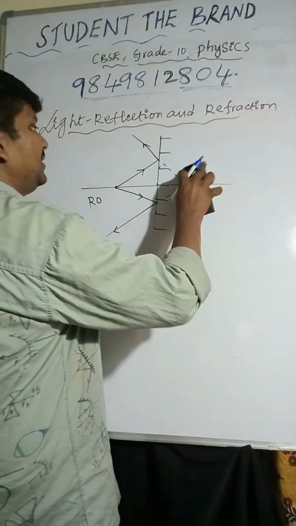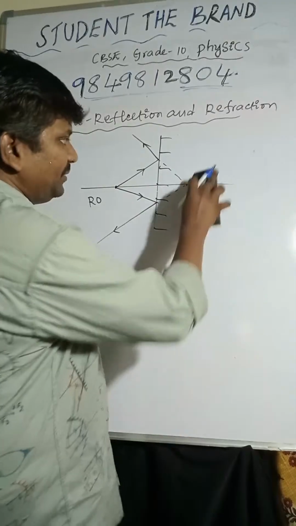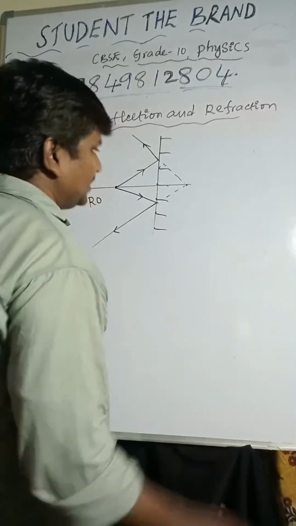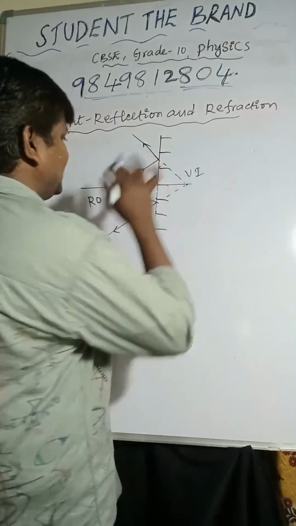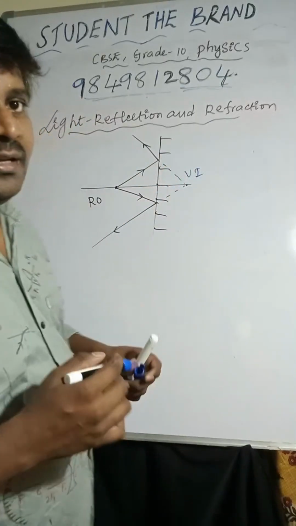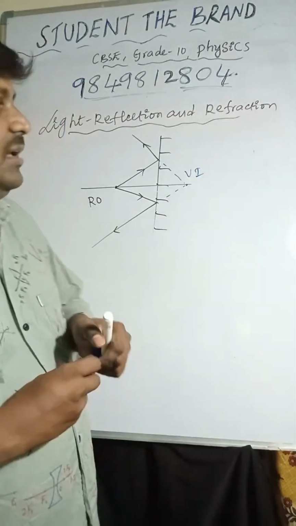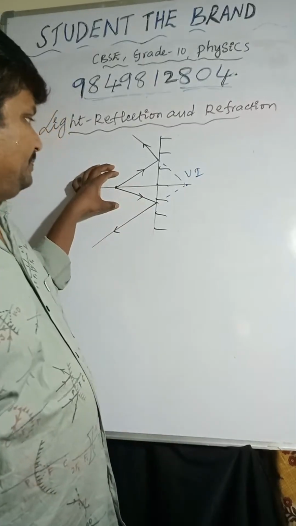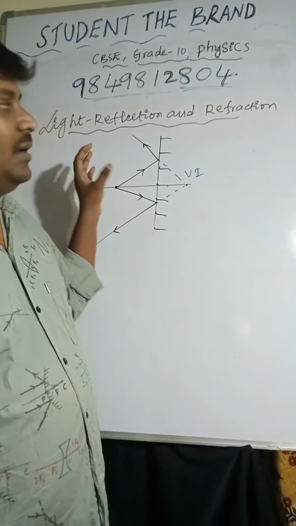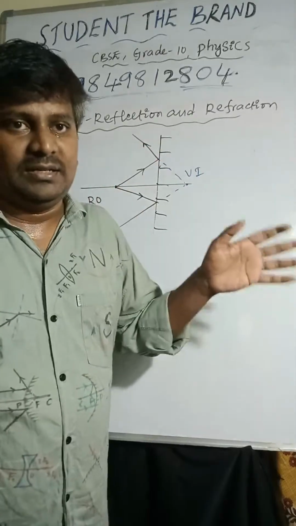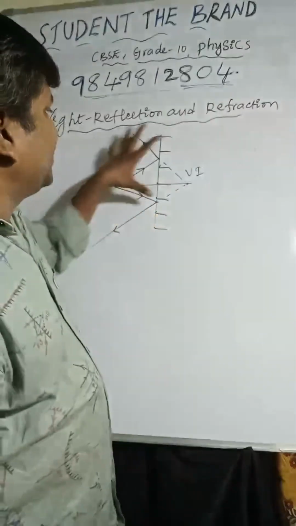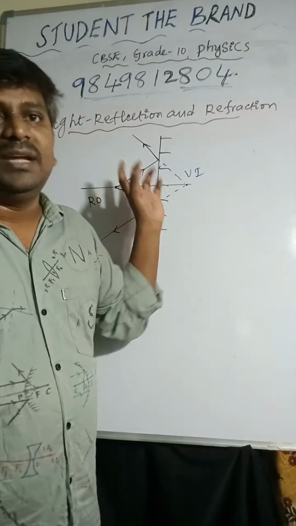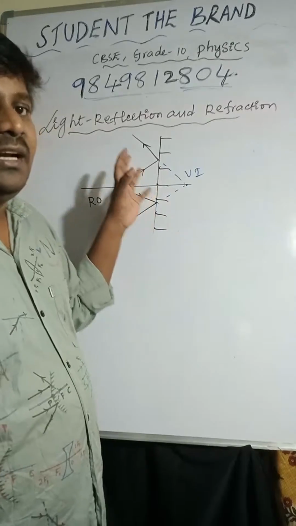Extended reflected light rays are meeting at one point. Their image is forming. That image is called a virtual image. Once again, listen carefully. Observe here seriously. Here is a real object. From this point, I am taking two light rays. After reflection, we are extending the reflected light rays.